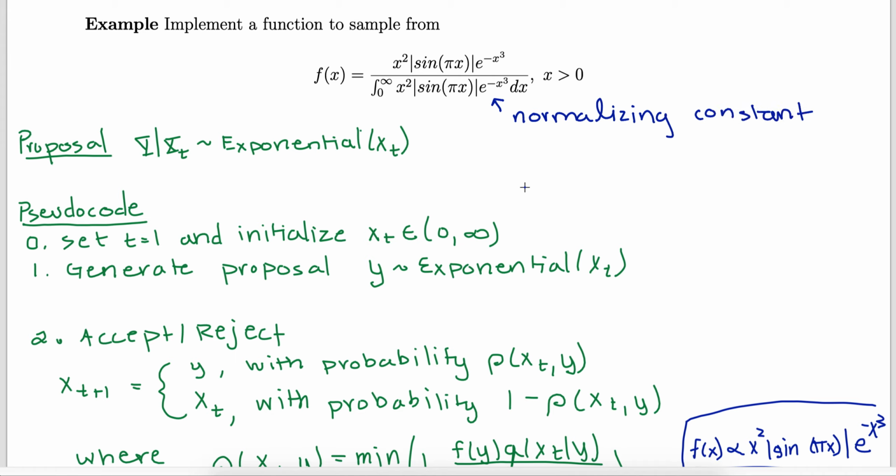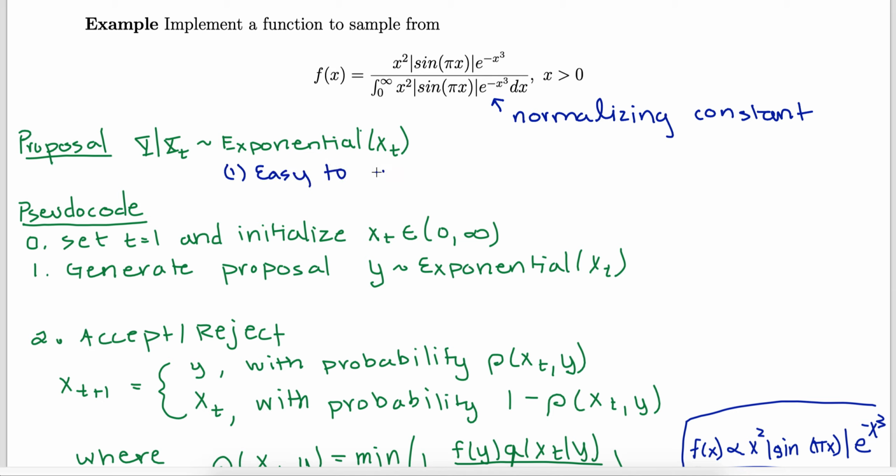Okay, so for our Metropolis-Hastings algorithm, first we need a proposal distribution. This could be lots of things. I'm going to suggest we generate y given x, our current position in the chain, from an exponential distribution with parameter given by our current position in the chain. There's lots of options here. Two reasons for choosing this. One, it's easy to sample from.